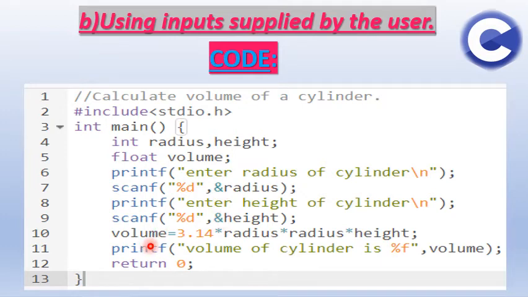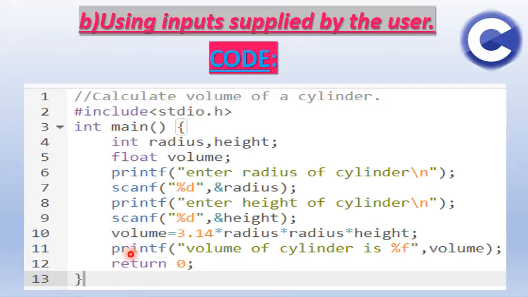Now we are going to calculate the volume. So volume is 3.14 into radius into height. This asterisk symbol denotes multiplication in C. So here I wrote 3.14 into the value of radius and into height. By this I have calculated my volume.